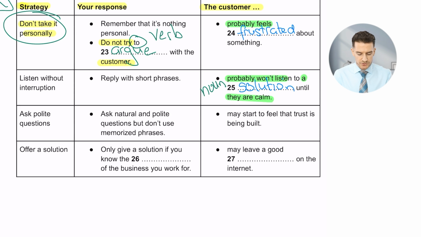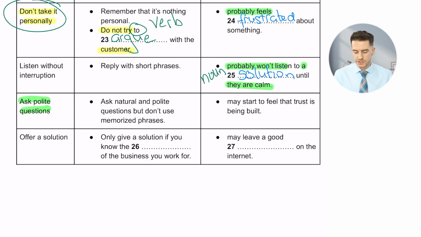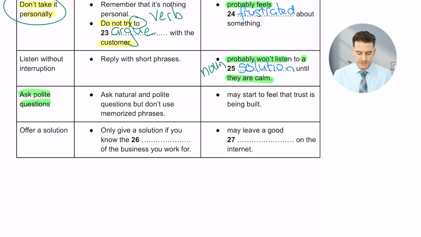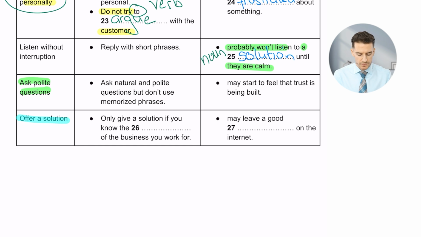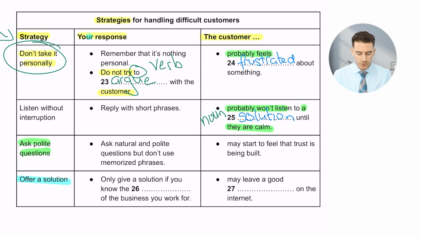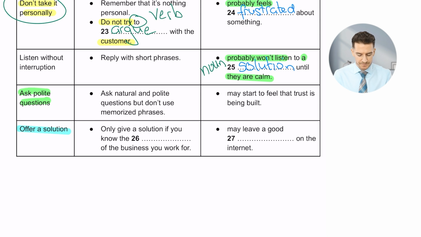All right, so the next strategy is ask polite questions. We don't really need to look at that because, as you can see here, there are no questions there. So let's move on to the last one, which is offer a solution. Okay, remember, this is your response: only give a solution if you know something of the business you work for. So let's predict the answer.